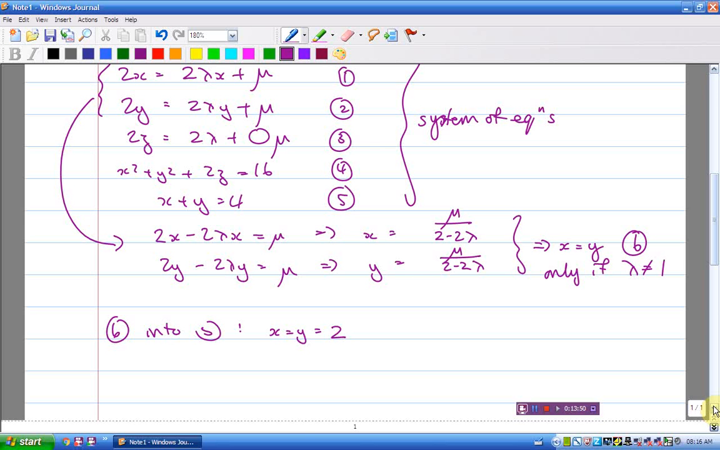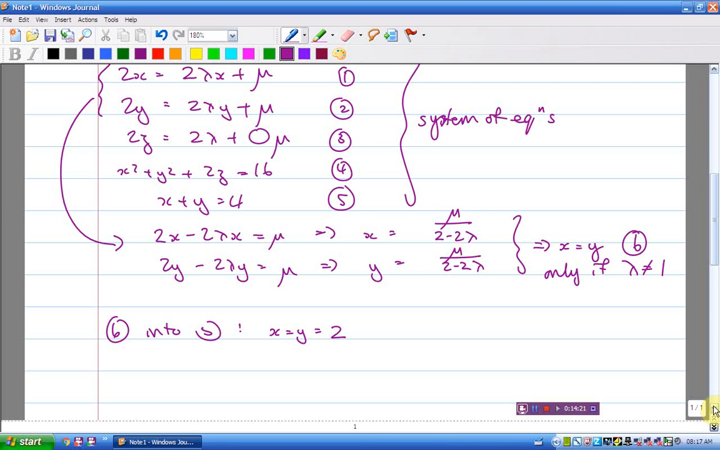Then why can we still keep working with those equations? It means x equals y is not compatible with lambda equals 1. But that means we've got one solution set. Now we need to look at the possibility of a different solution set where lambda is 1. If lambda is not 1, then x is certainly equal to y.